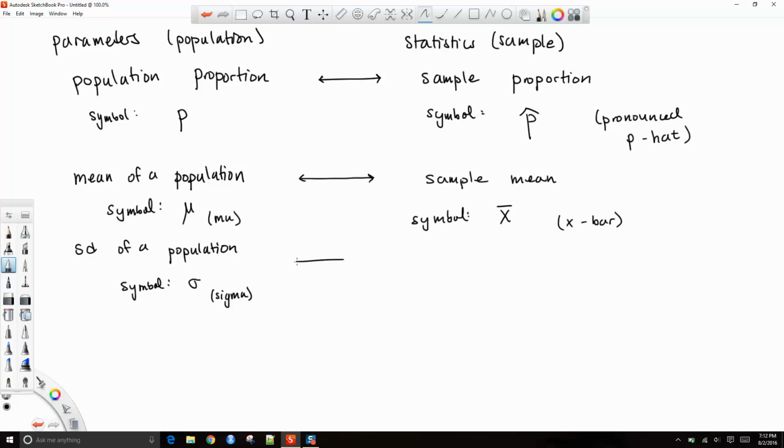And corresponding to that would be the standard deviation of a sample, or the sample standard deviation. And what's the symbol for sample standard deviation? S. Okay.